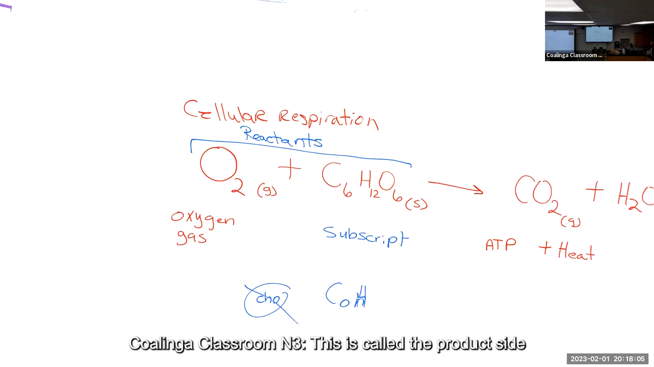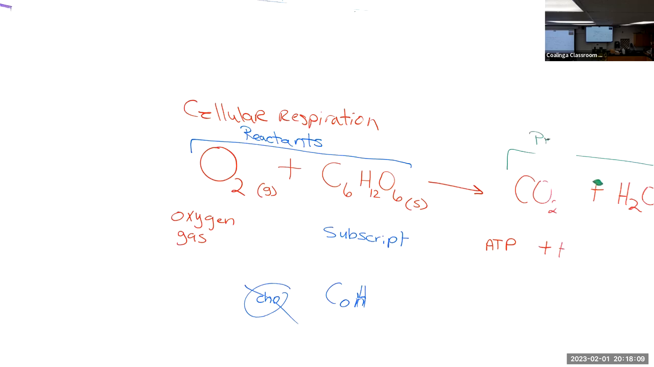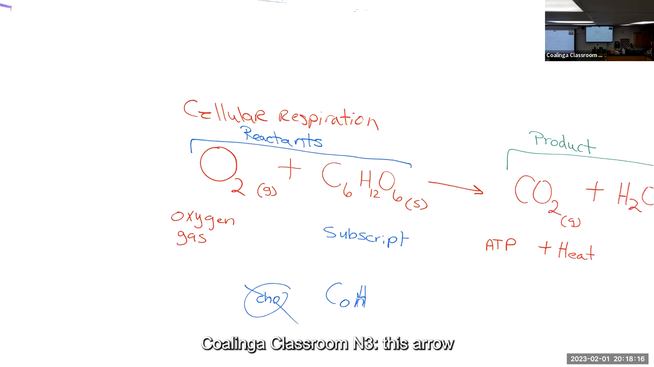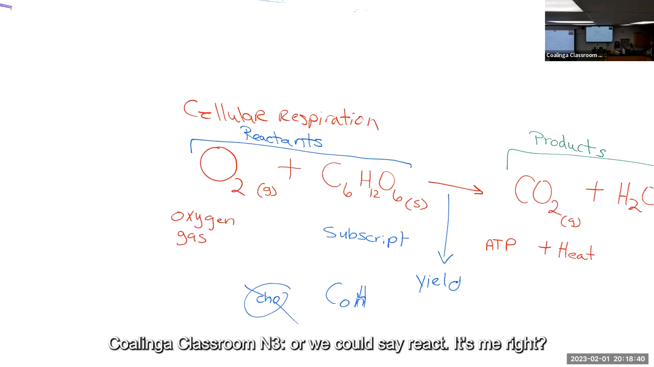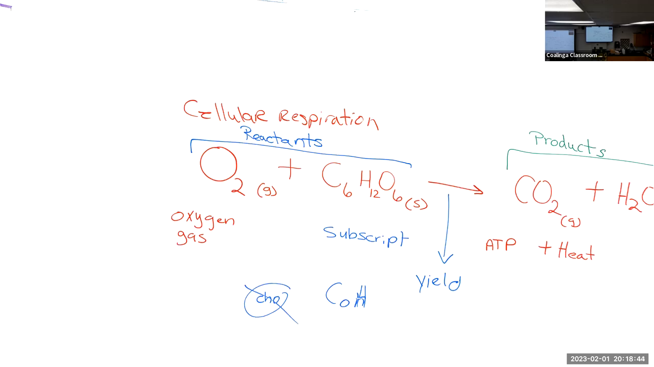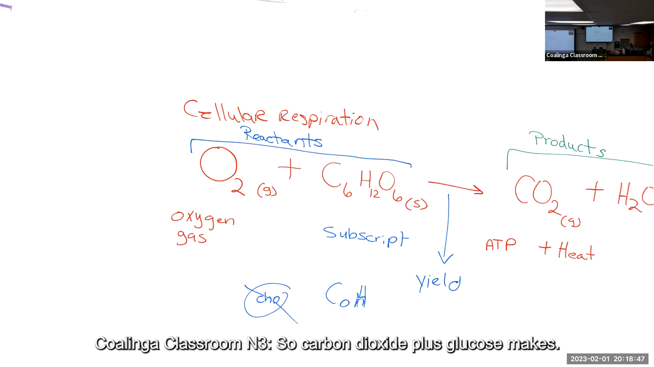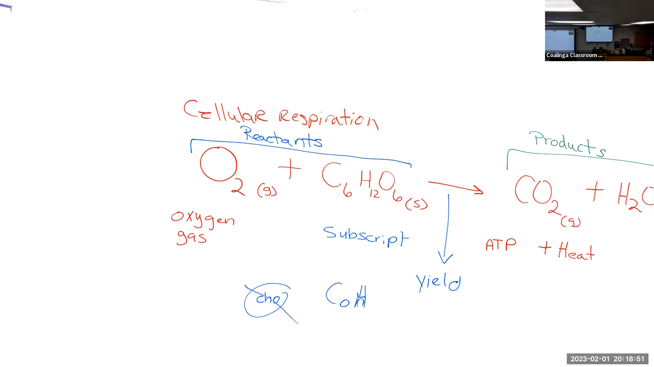This here is called the product side. This arrow points to what's being made, right? Your products are being made. This arrow is called the yield. So we say reactants yield products, or we can say reactants make products. Okay? So oxygen plus glucose makes carbon dioxide and water. Okay?